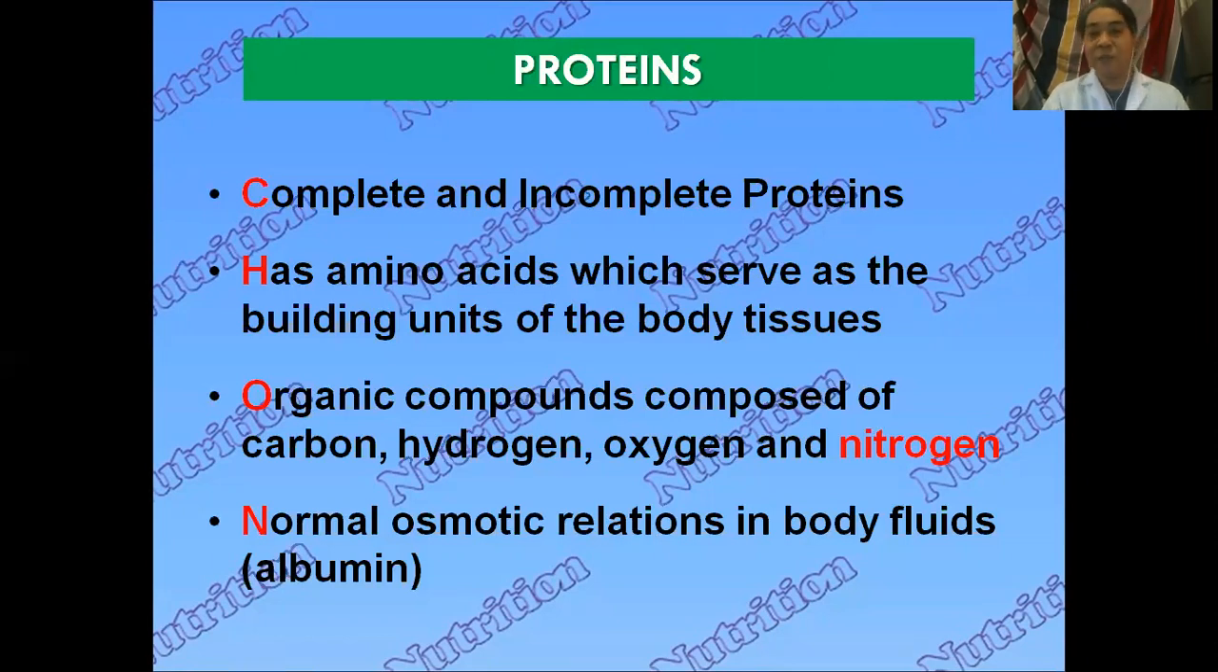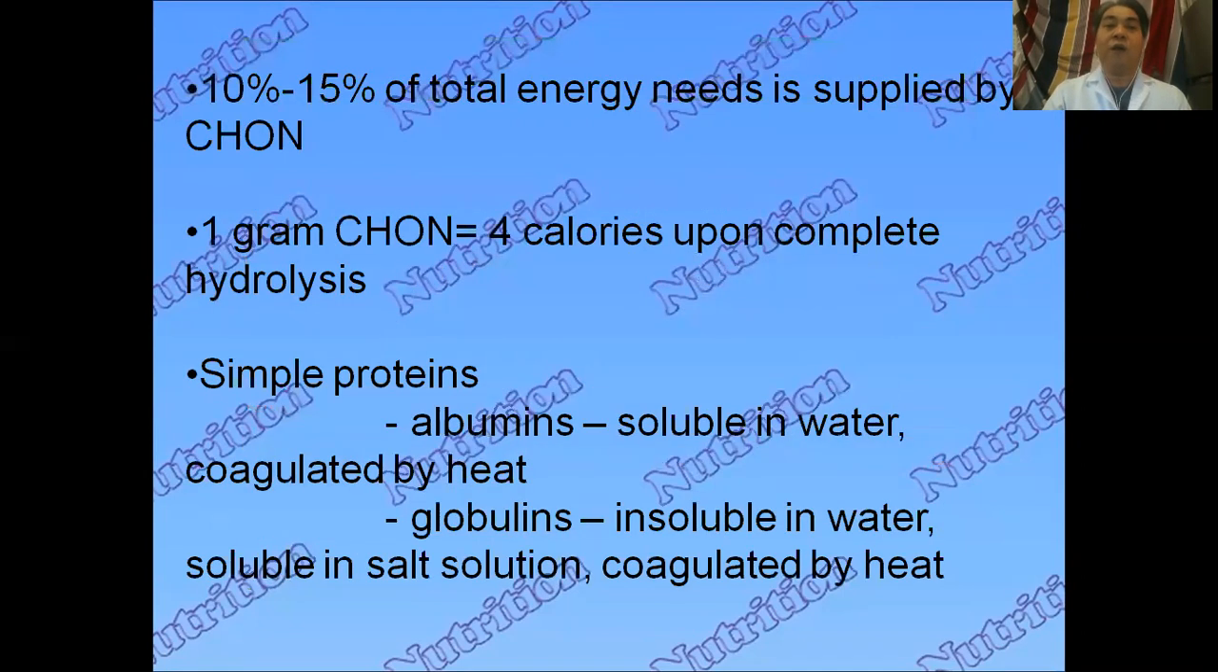It has amino acids, which serve as the building units of the body tissue, organic compounds composed of carbon, hydrogen, oxygen, and nitrogen. If you notice, nitrogen is different. Nitrogen is the only difference between carbohydrates and protein. It maintains normal osmotic relations in body fluid. 10% to 50% of total energy needs is supplied by your protein. 1 gram of protein is equal to 4 calories upon complete hydrolysis.